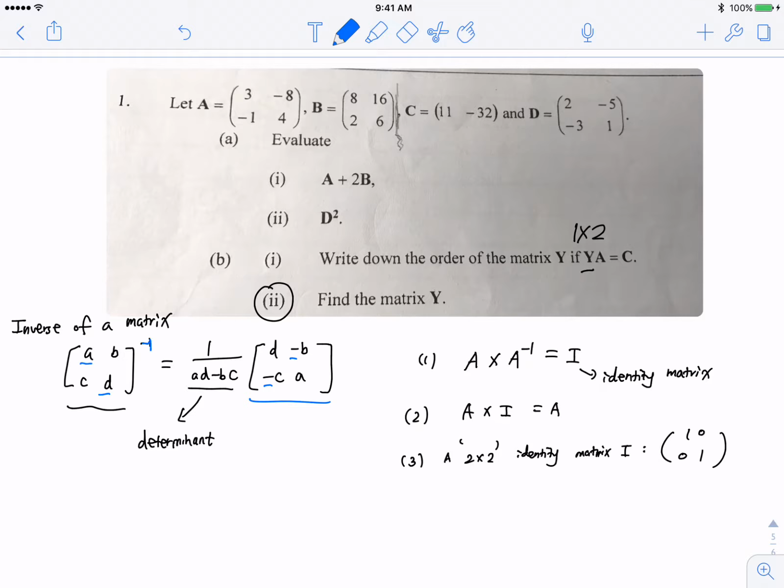And we have to multiply by 1 over AD minus BC. Notice that AD minus BC is also called the determinant. So in order for a matrix to have an inverse, the determinant cannot be 0.